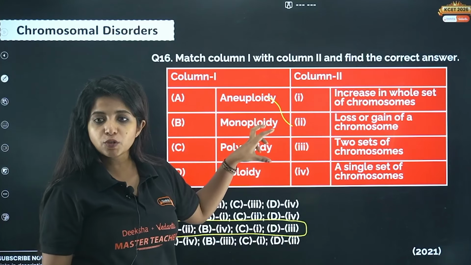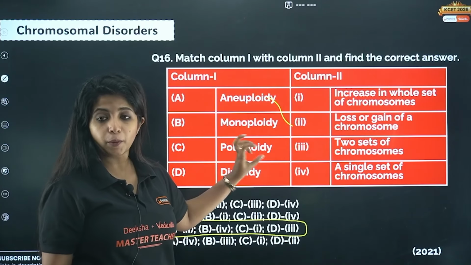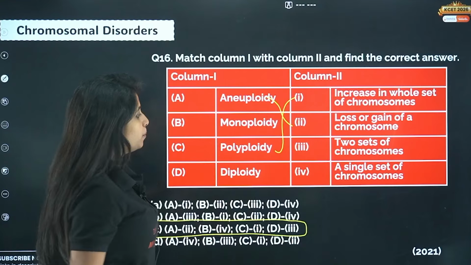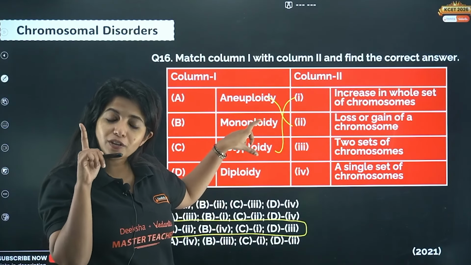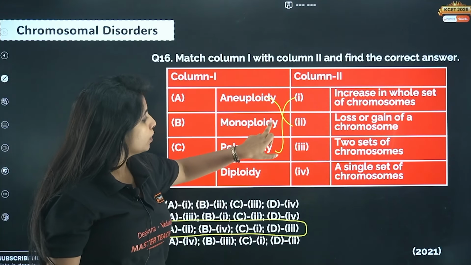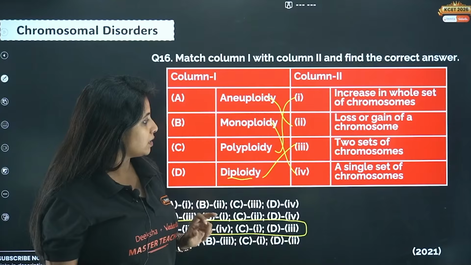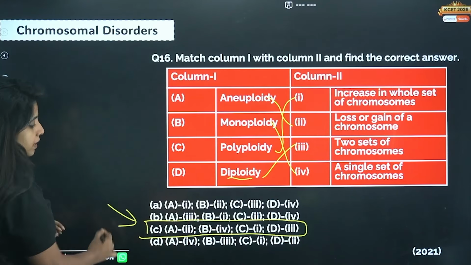Monoploidy. Monoploidy means what? Monoploidy is not there in your NCERT. Polyploidy is there. Polyploidy means increase in the whole set of chromosome. This is usually seen in the case of plants. So C goes with 1. Now monoploidy means, my dear children, you just have a single set of chromosome. You should have 2, but you just have a single set of chromosome. So that is monoploidy. Diploidy means you have 2 sets of chromosome. So that is diploid 2, right? So that is why your answer would be C.